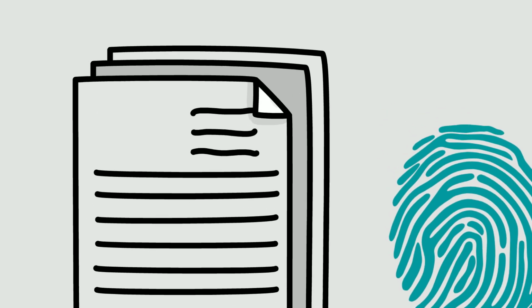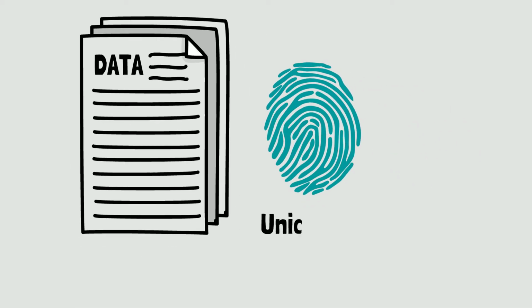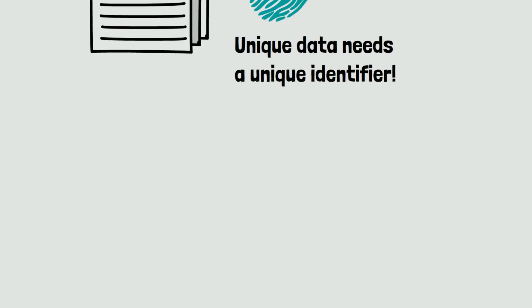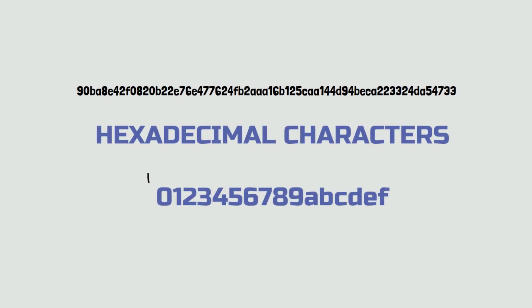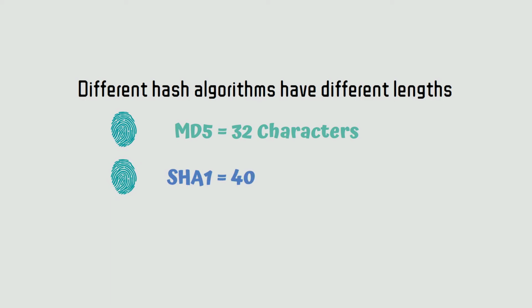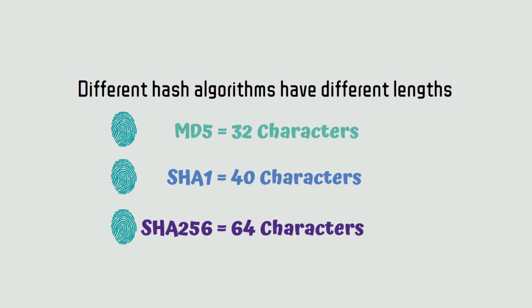Hashes are more or less simply just a digital fingerprint for data. Since data is unique in its own way, hash functions are a way for us to assign a unique identifier to some digital data. The representation for this identifier is typically a long sequence of hexadecimal characters, which means numbers 0 through 9 and letters A through F. Depending on which hashing algorithm is being used, the amount of these characters you'll see in the hash output will vary.